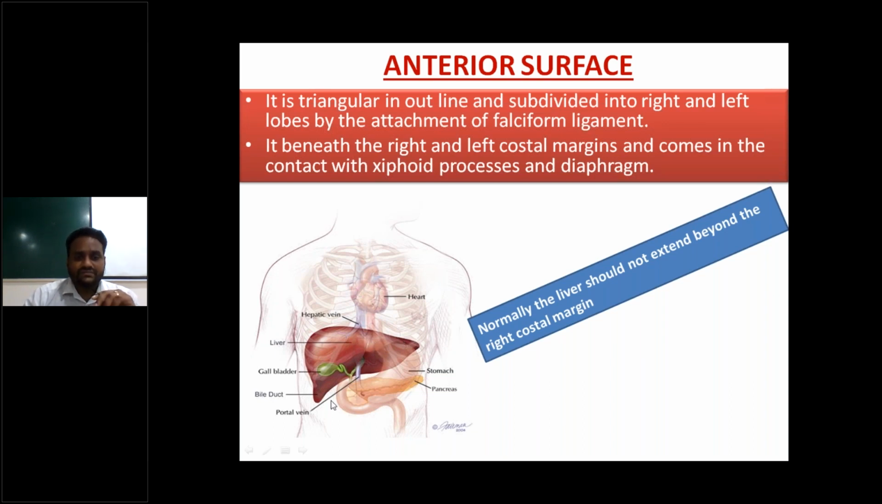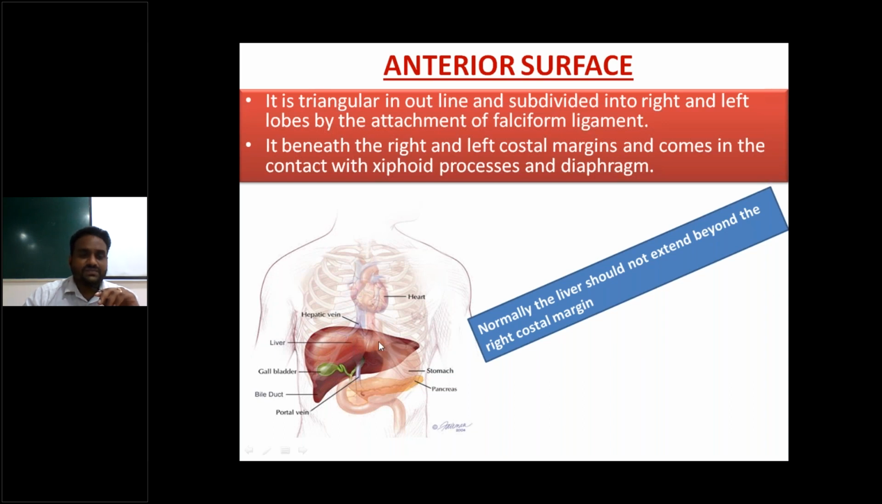Usually this anterior surface is related to the right and left costal margins, and comes in contact with the xiphoid process and diaphragm. So simply we can say the anterior surface is related to the right and left costal margins. This is the anterior surface.